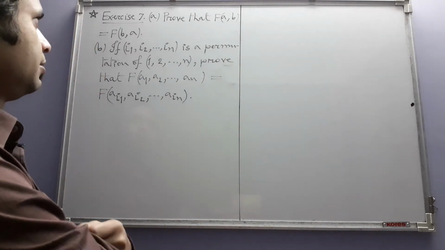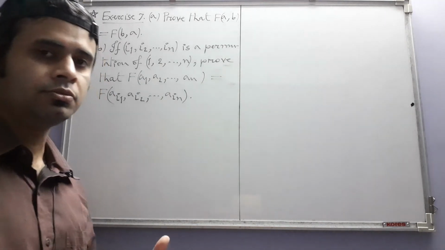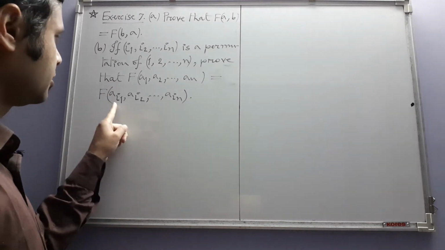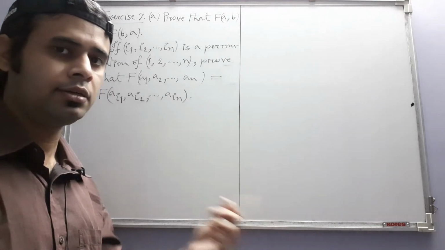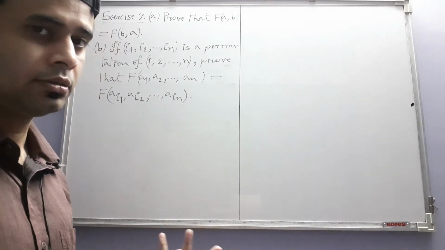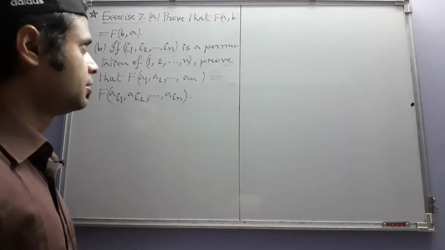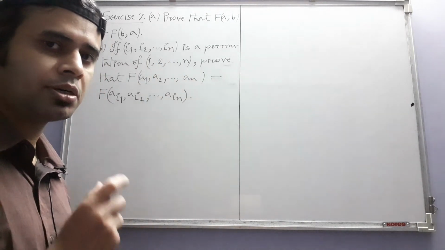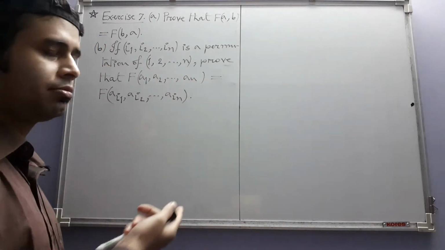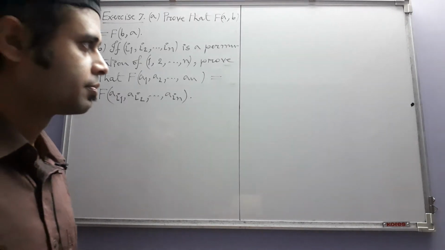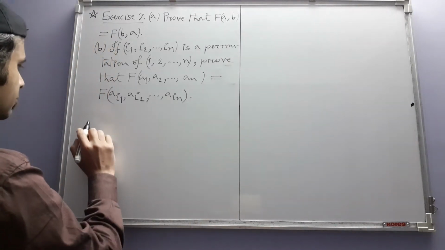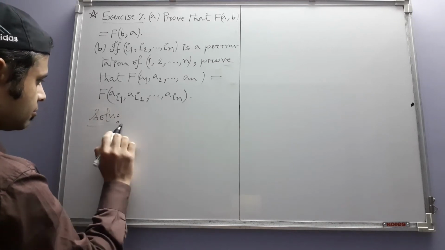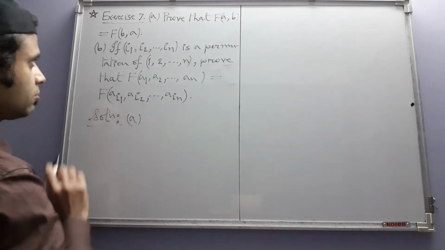Exercise 7. Here we have to prove that these extensions don't depend on the order in which the elements are adjoined to the base field F. So we have two parts. In the first part, the number of elements is 2, and the second part is general. Solution, part A.